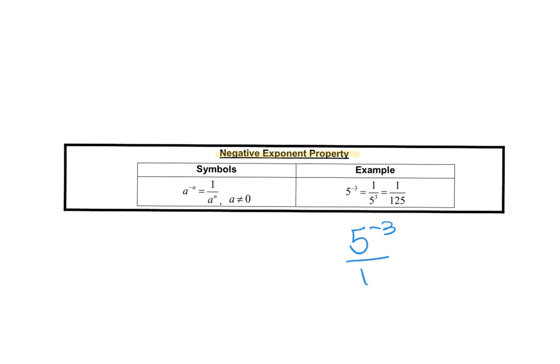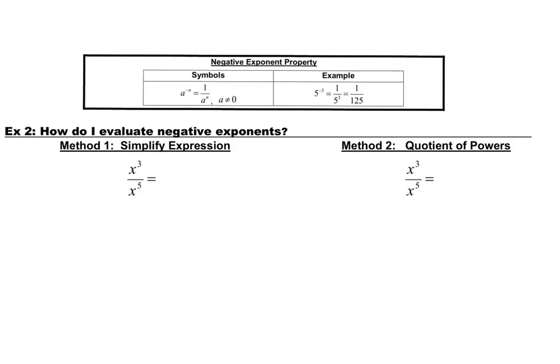So basically what we're doing is, to make it a positive exponent, you are taking the reciprocal, or you're flipping it, or you could say you're bringing it down, and you'd have 1 all over 5 to the third power, positive 3 power. Example 2: how do I evaluate negative exponents?